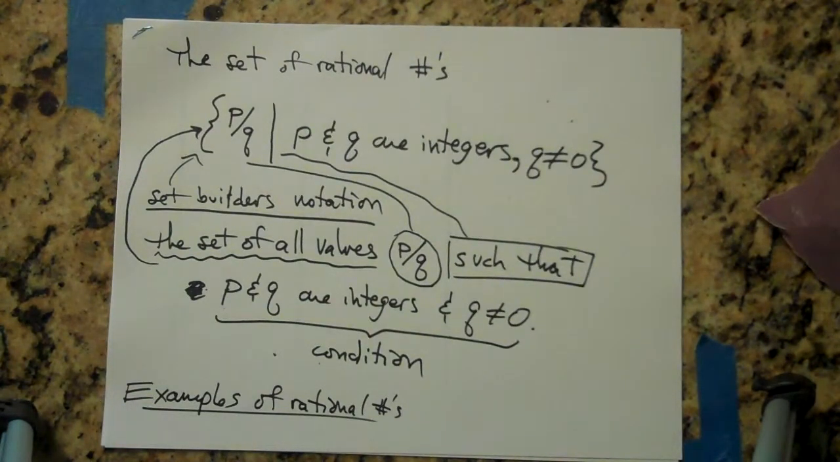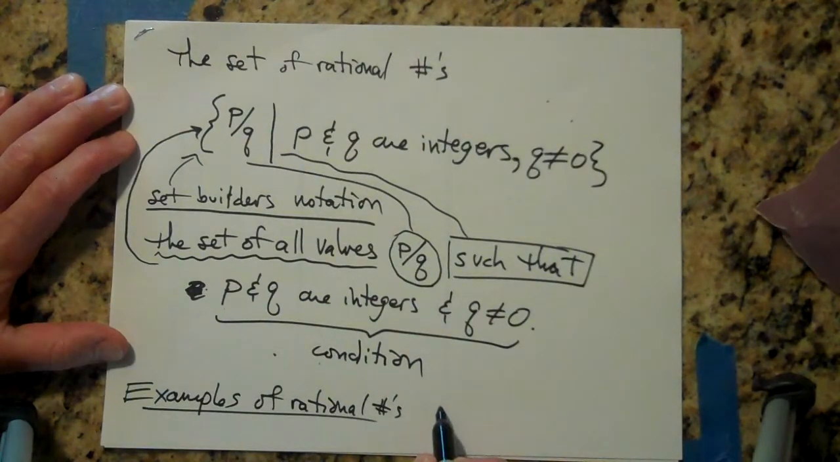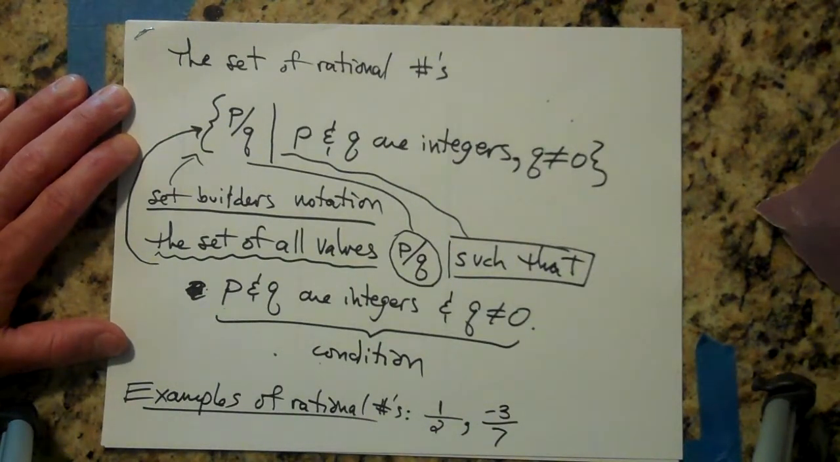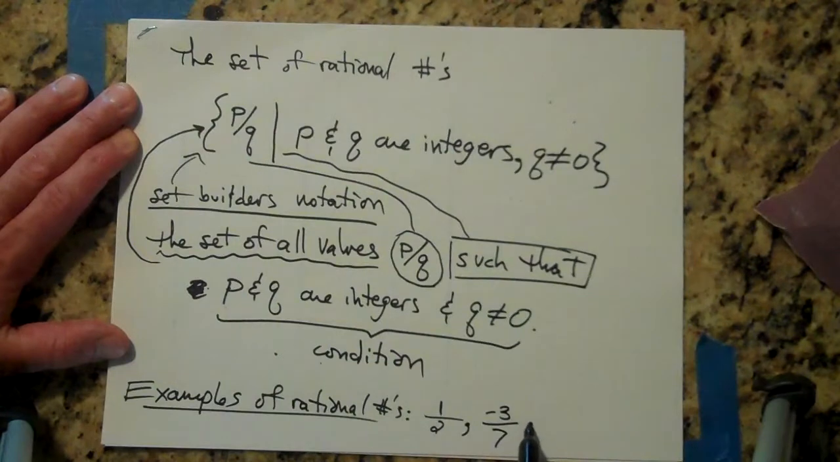All right? So, quite literally, I can take a 1 divided by 2. This would be a rational number. I can take a minus 3 up top and then put a 7 on the bottom. That could be a rational number. I can do a 15 up top. I could do a 5 on the bottom. That could be a rational number.